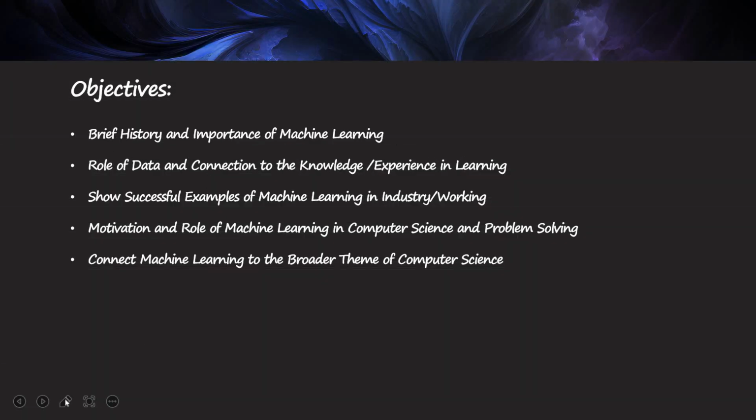Now moving on further, let us see what we are going to learn in our objectives. Today's objectives are, first, a brief history and importance of machine learning. Second, the role of data and its connection to knowledge and experience in machine learning. Third, successful examples of machine learning in industry as well as in working society. Here we will know what the successful examples of machine learning are, and where we are using machine learning in our day-to-day life. These are a few of the examples that we are going to see.